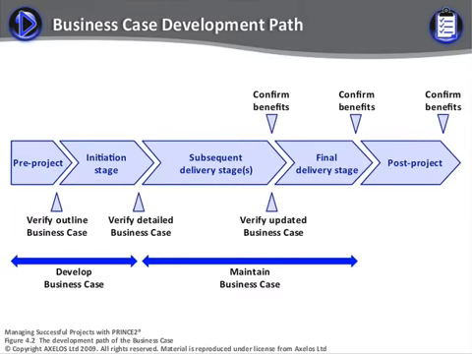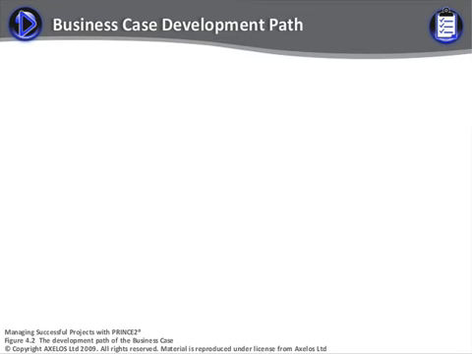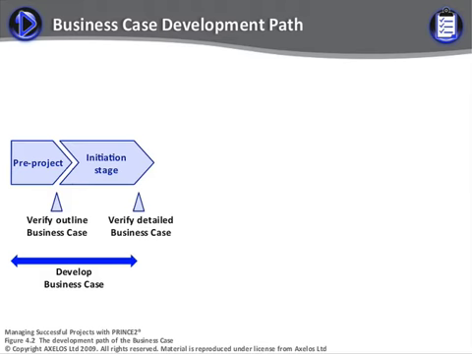The diagram on the screen is taken straight from your PRINCE2 manual and shows the development path of the business case. Let's see how this builds up. What this screen shows is that we start thinking about the business case right from the very beginning, as soon as we've got a project mandate. The outline business case is one of the sections of the project brief, which is created in the starting up a project process. We'll look at that in Module 9.